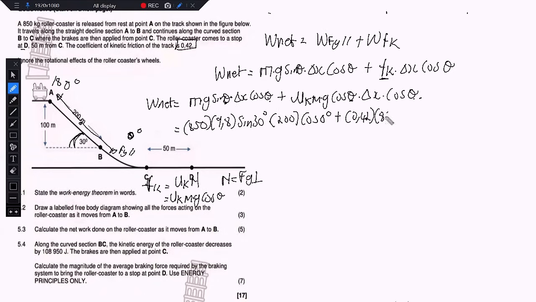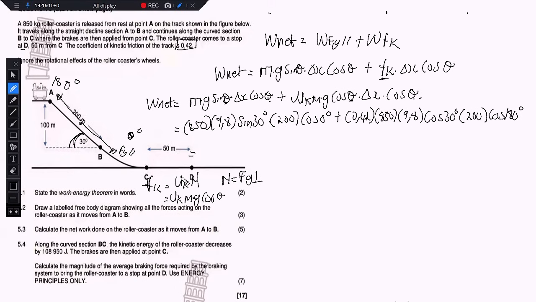Our mass is 850 times 9.8 cos 30 degrees, because it's for the incline. And then delta x is 200. And then we have cos 180 degrees. Why 180 degrees now for that theta? Because it's acting in the opposite direction of the displacement of the object.